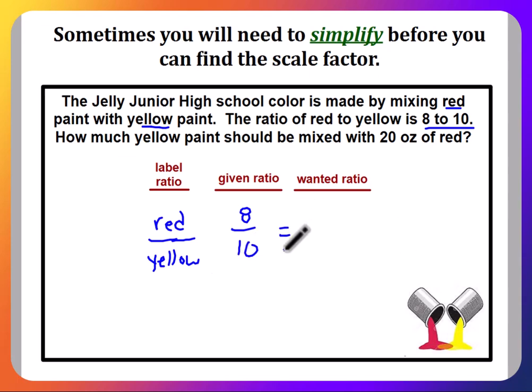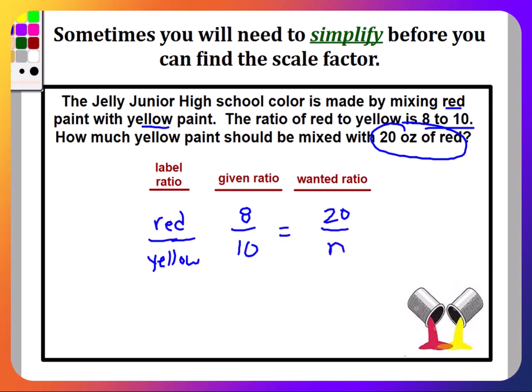Proportion means we have an equivalent ratio. Here's our second wanted ratio. How are we changing it? We're changing it to 20 reds. So the red is on the top, the 20 goes here. We need to find how much yellow. This is our unknown N.